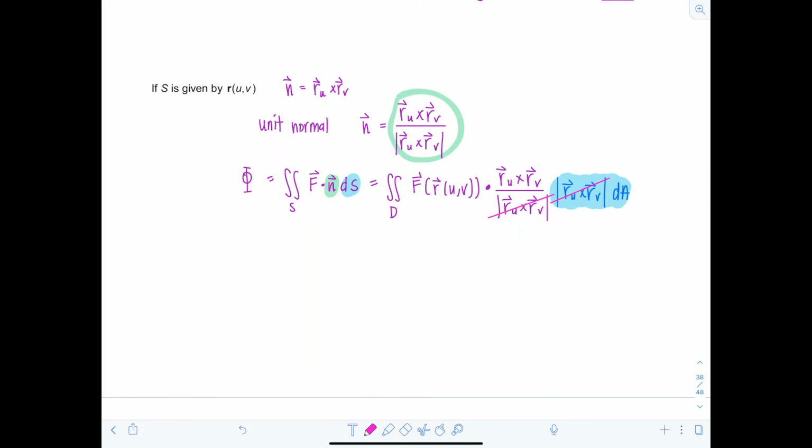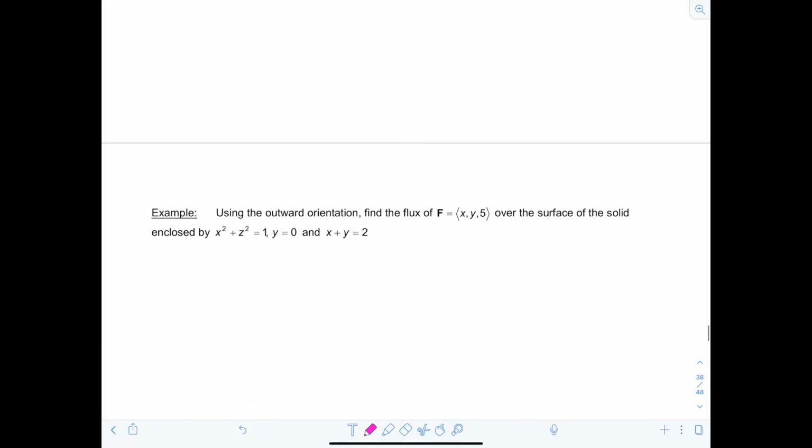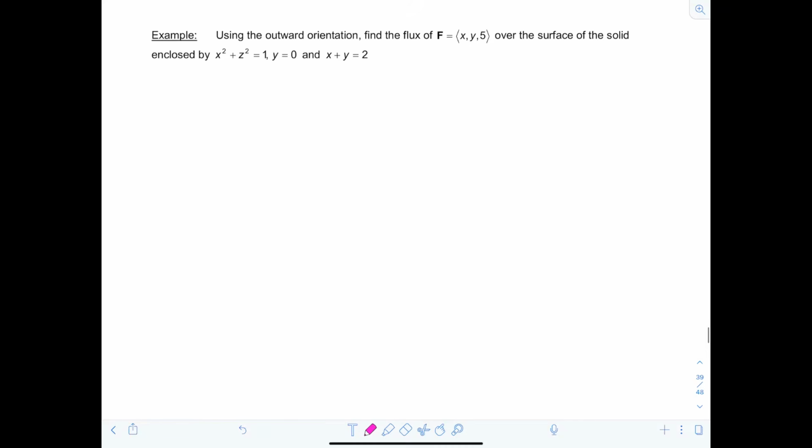Good. So we're going to revisit the example that we did earlier of a surface integral, and now we're going to change it so that instead of evaluating a function, we're going to evaluate a vector valued function, so we're going to compute flux. So using the outward orientation, find the flux of the following vector field x, y, 5 over the surface of the solid enclosed by x squared plus z squared equals 1, y equals 0, and x plus y equals 2.